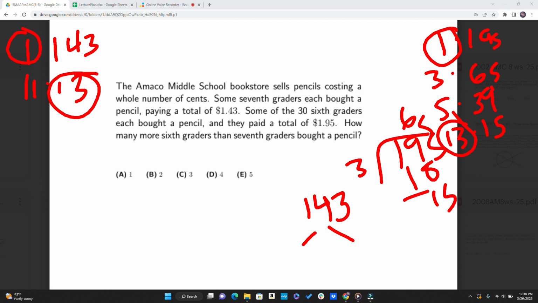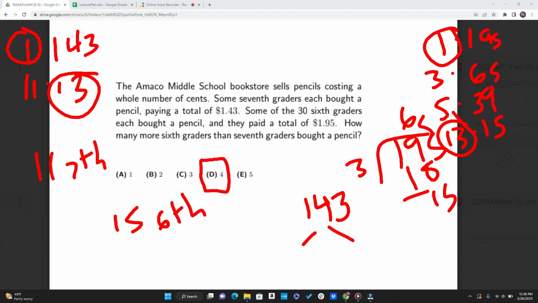So, if the pencils cost 13 cents, 11 7th graders bought them, 15 6th graders bought them. How many more 6th graders than 7th graders? That's 15 minus 11. Answer choice D, 4. 15 minus 4 is 11.